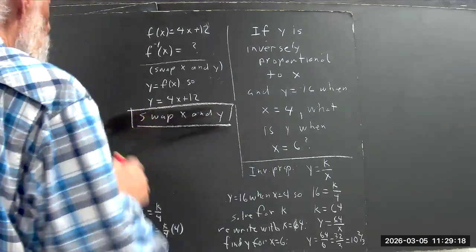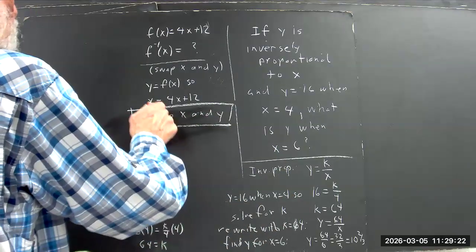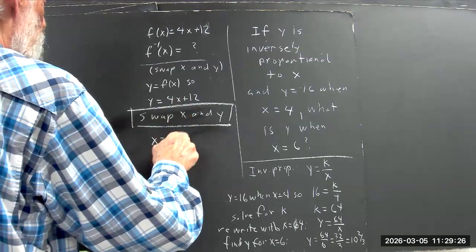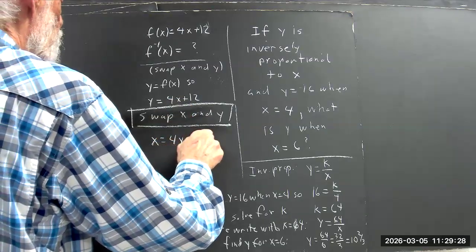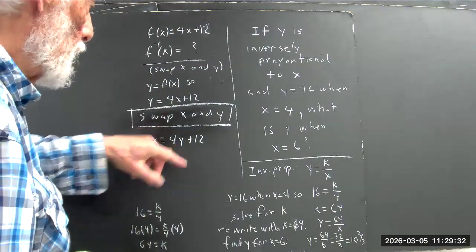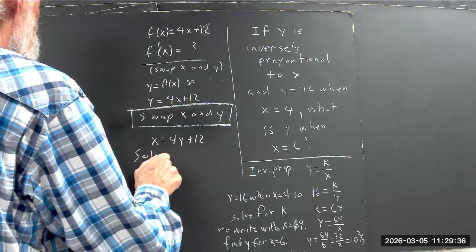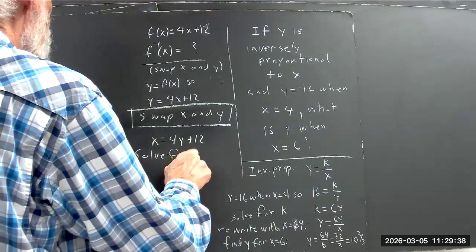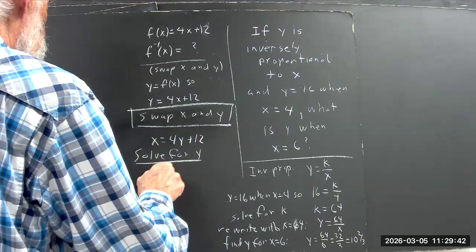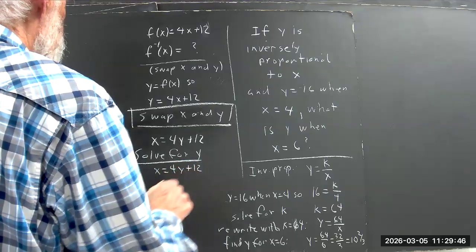Very important. Swap x and y. Otherwise, you don't get anywhere. Okay? So y becomes x, and x becomes y. So now we see y is now an x, and x is now a y. And now we solve for y. Well, again, I'll write it out. X equals 4y plus 12.